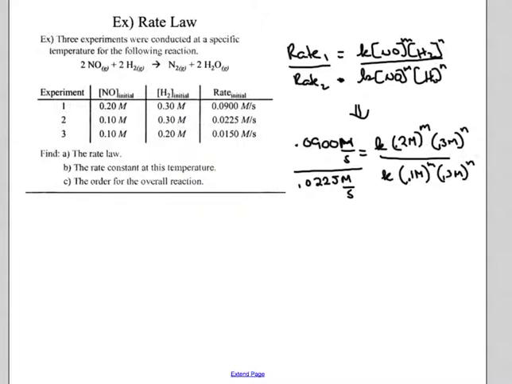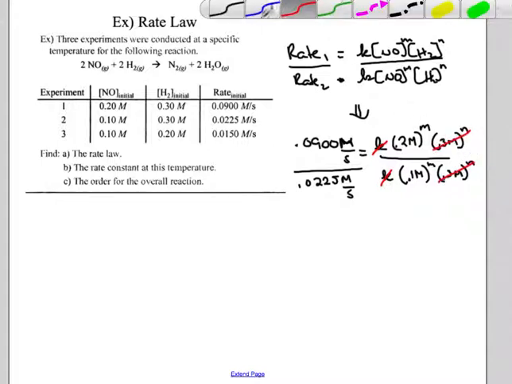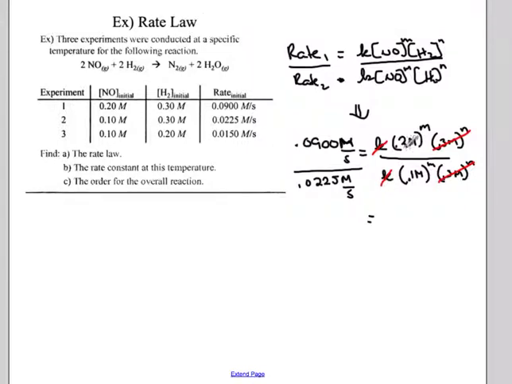Now notice something. The K here, because they are on top of each other, can cancel out. Also, the 0.3 molarity raised to the nth is the same, so we can cross that out. Now all we have is the difference here, which is 0.2 over 0.1, which is basically 2, raised to the M. And when we divide the rates, we get 4. So 2 to the M is equal to 4, so M must equal 2. So we know that M is equal to 2.